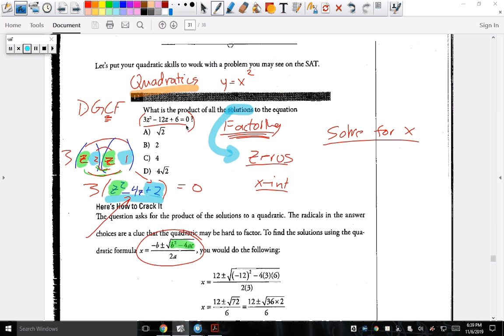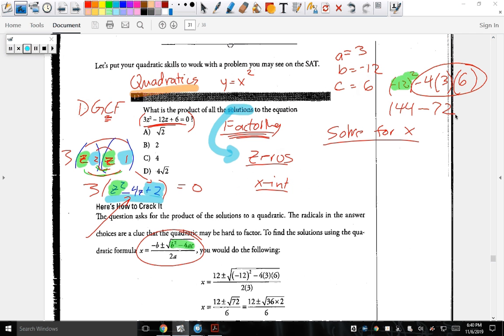So from this original thing, you can even do it. A is 3, B is negative 12, and C is 6. And if I did b squared minus 4ac, I have right here a positive 144. And I'm subtracting whatever that is, which is 12 and 6 gives you 72. My point is, this is going to give me a positive answer.